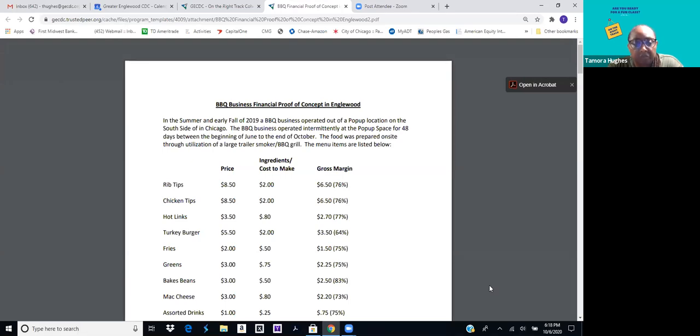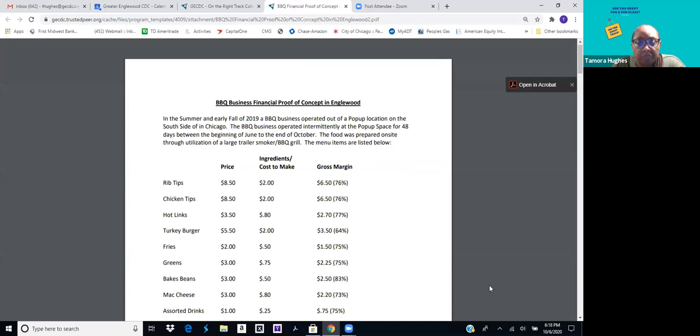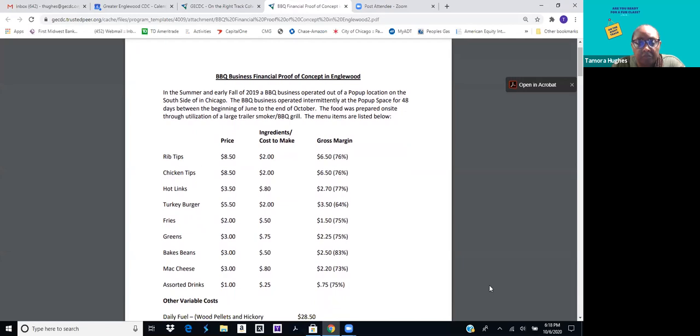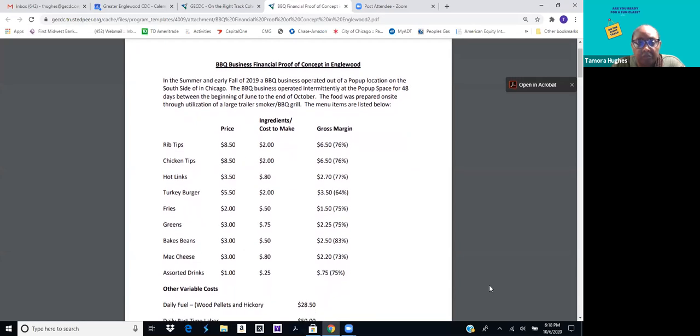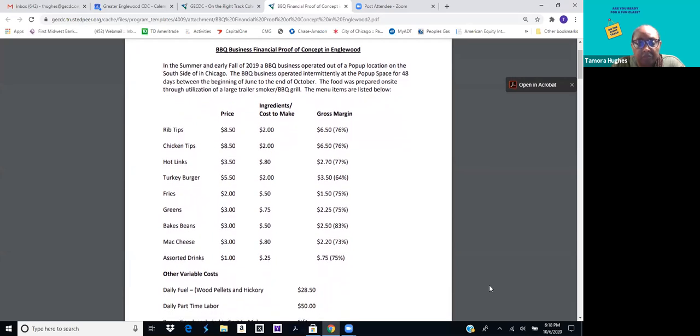Now, as you can see on the first page of this case study, there's a listing of menu items, okay? And so this is what the prices were for those menu items. And you can see that in the middle column is what the ingredients and some of the costs related to making that menu item. Okay, so the rib tips cost $2 to make, and so the gross margin is $6.50. And so everything seems to be pretty consistent with respect to margin. If you notice, the margin is kind of hovering around 75%, all things being what they are, and that's a pretty good margin, okay? And so that's good news.